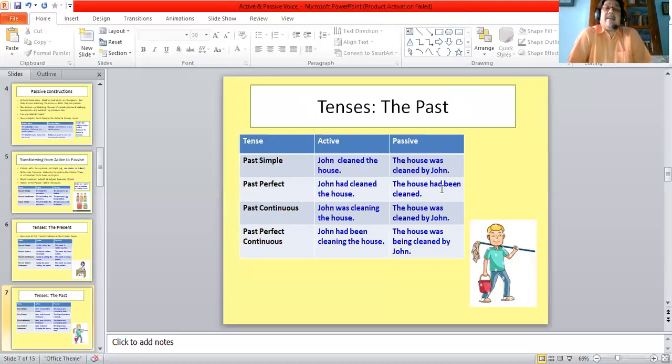Now, suppose I have a different kind of sentence, that is, John had cleaned the house. So he had done that last Saturday, let's say. Okay? So that is in the past perfect. Now suppose I want to change that into the passive. What will I say? The house had been cleaned by John is understood. So the house had been cleaned last Saturday, for example, or some time in the past, but that is now over.